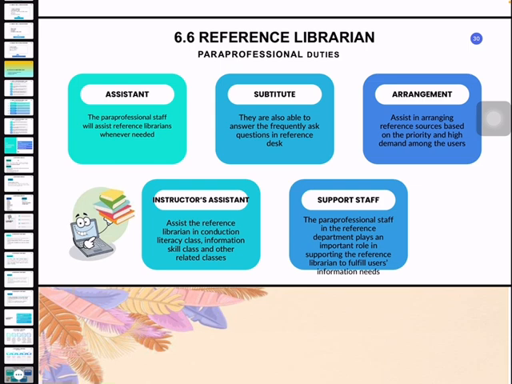Jadinya, okay, support staff, based on the terms itself, you know that they are supporting the reference librarian in order to fulfill the users' information needs.